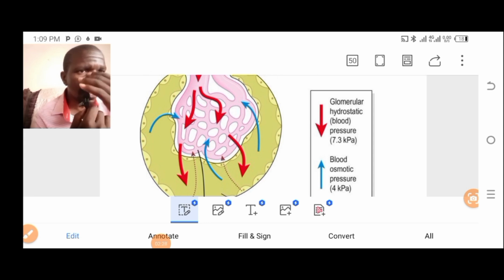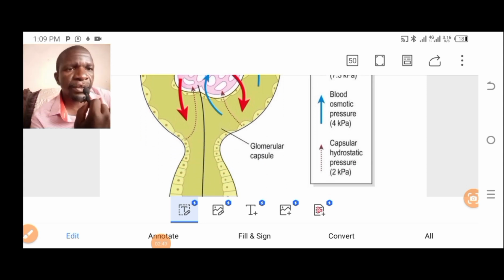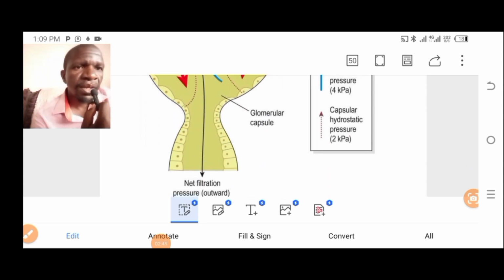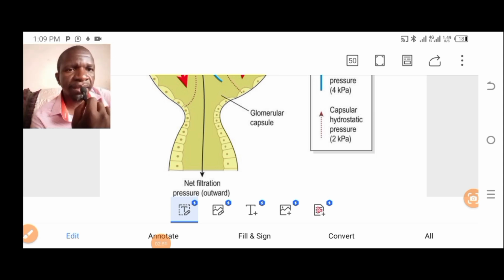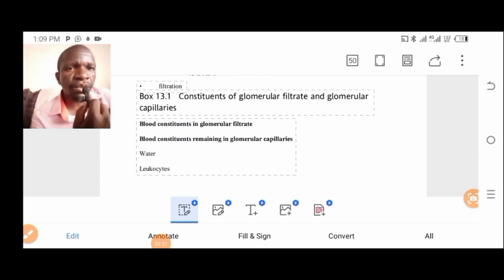So you can see that there's glomerular hydrostatic pressure, which is 7.3 kilopascals. It's higher than the blood osmotic pressure, which is 4 kilopascals, and also it's greater than the capsular hydrostatic pressure of 2 kilopascals. We're going to see the importance of that.